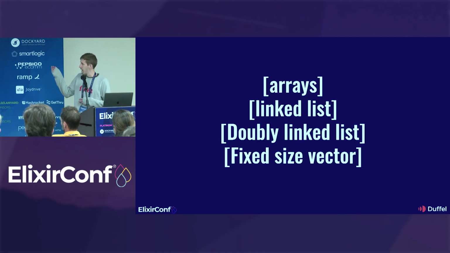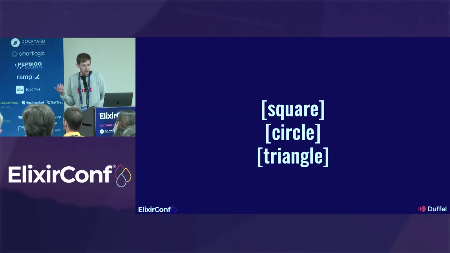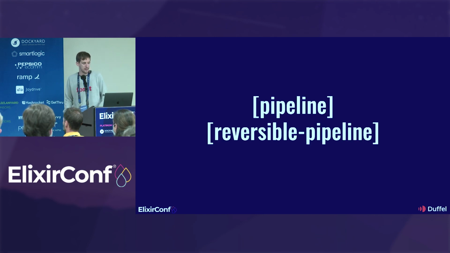For example, arrays, where all of the stuff's in a contiguous block of memory, or linked lists, fixed size vectors, you know, all sorts of stuff. So you can imagine more than one implementation of the abstract idea. Another example would be shapes. If you think of shapes as being things that have perimeter and area functions, you could have square, circle, triangle, right? And finally, our pipeline is an example of abstract data because we can imagine having pipelines and reversible pipelines, yeah?